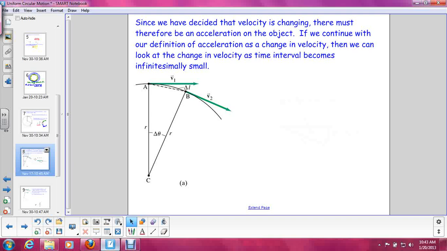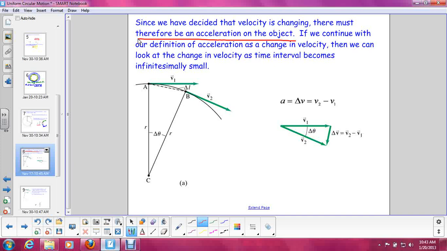So now we know that velocity is always changing because the direction of that velocity is always changing. So, given our definition of acceleration, which is a change in velocity, this object must always be accelerating. Right? There must be an acceleration on the object to change the direction of velocity. So if we continue with this definition of acceleration as a change in velocity, we can look at what happens when the change in velocity becomes very small.